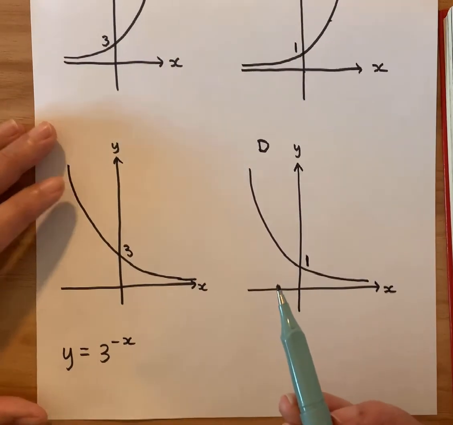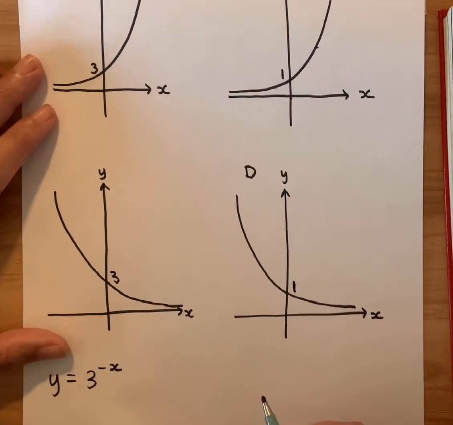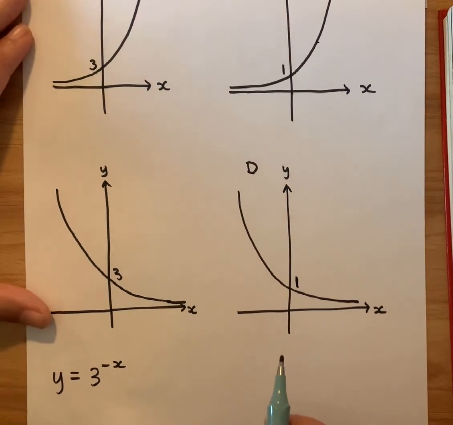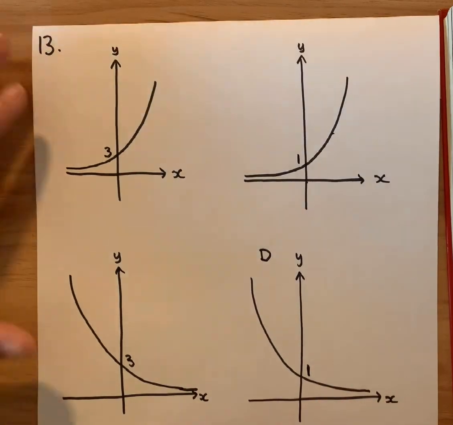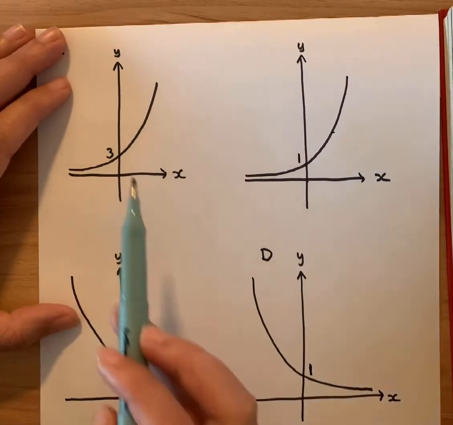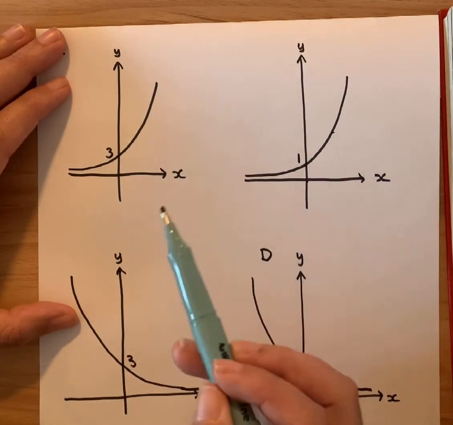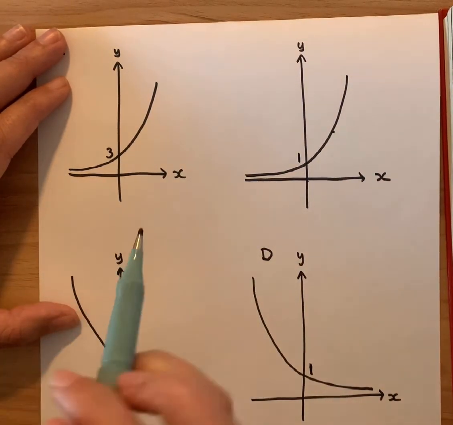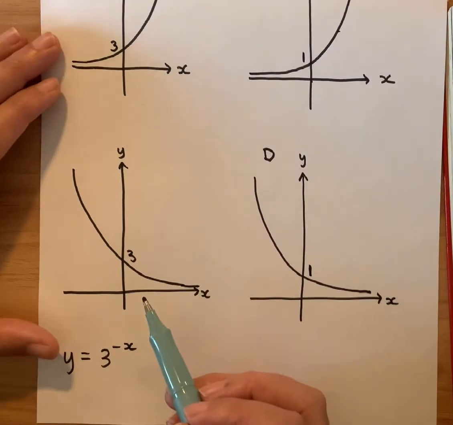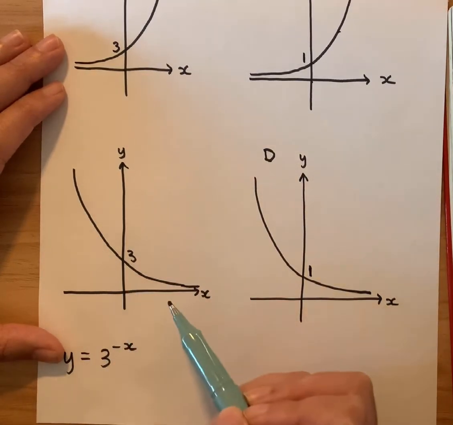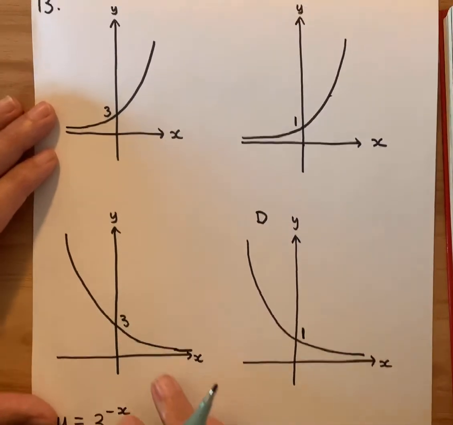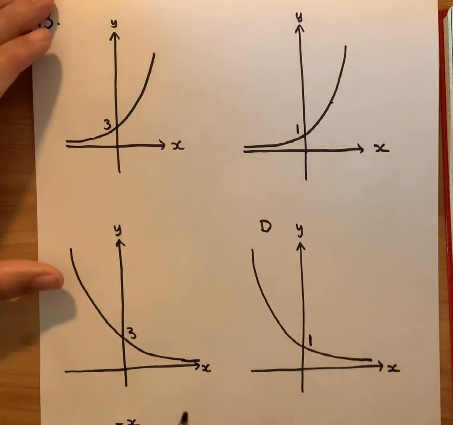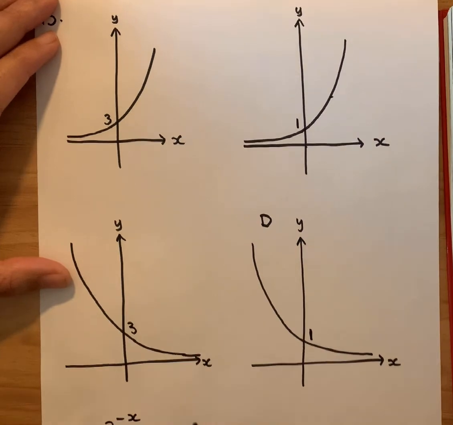So you might remember that, but it's all right if you don't, because we can always test points as well. So that's what I'm going to show you how to do here. So let's have a look at our options. We've got two graphs up here that look the same. They're increasing as we go further to the right. And we've got two graphs down here that look the same in that they're both decreasing as we go to the right. So something tells me that's going to be to do with the sign of the equation.